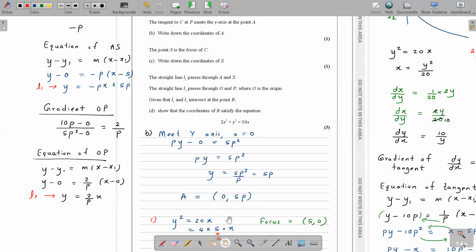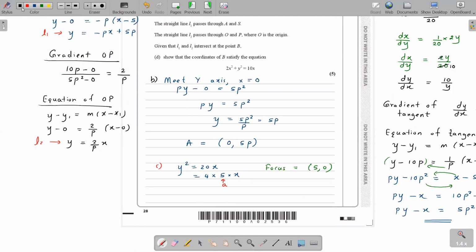So let's solve line 1 and line 2 simultaneously. Shall we equate them? Both of them have y equals minus px plus 5p, y equals 2 over p times x. I'll equate them. Minus px plus 5p equating with 2 over p times x. Okay? So I need to make x the subject, right? Shall I multiply the whole equation by p? Remember, we are trying to find the coordinates. We are trying to solve the pair of equations simultaneously. Basically, finding x and y is our target. So multiplying everything by p.